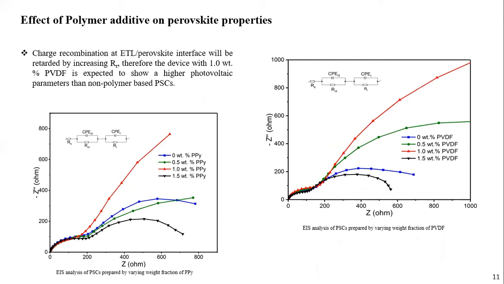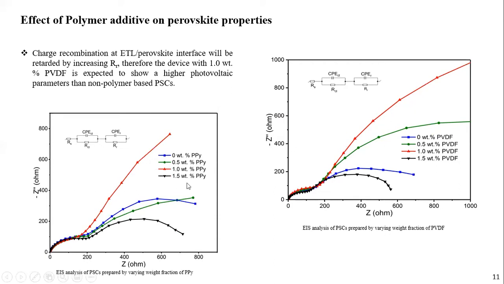EIS plots usually include one large non-symmetrical semicircle at low frequency, which is attributed to recombination resistance between the perovskite and electron transport layer, and a small one, which is assigned to charge carrier transfer resistance at the hole transport layer. An increase in charge carrier recombination resistance means that charge carriers cannot recombine easily and their extraction will be more efficient. Therefore, the perovskite solar cell fabricated with 1% polymer has more efficient charge carrier extraction and transfer.